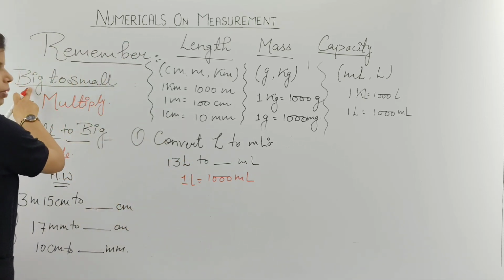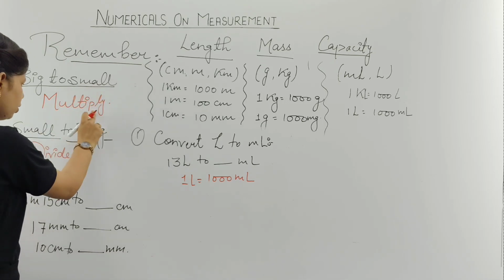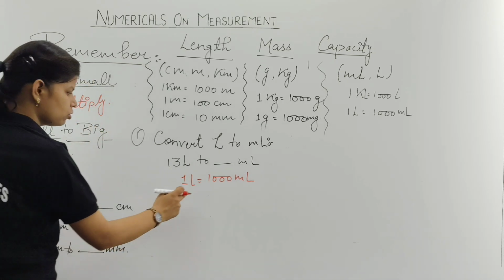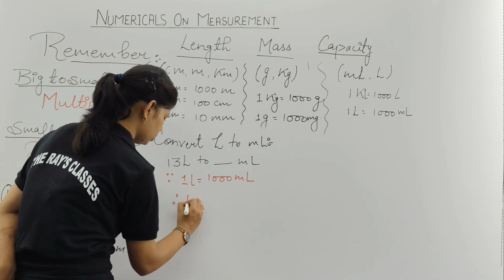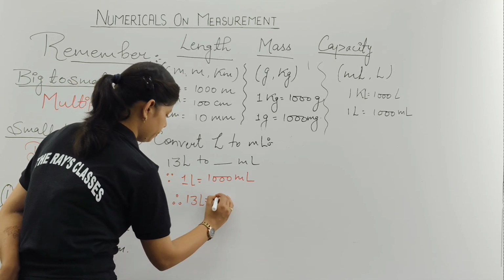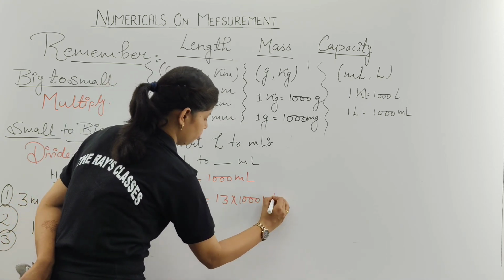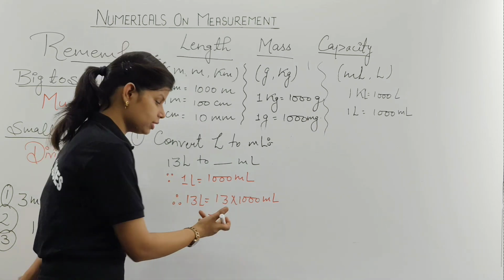Liter is your bigger unit. Milliliter is your smaller unit. The operation we are going to use is multiply. Clear? So, therefore, since 1 liter equals 1000 milliliter, 13 liter equal to 13 multiplied by 1000 milliliter. 13 multiplied by 1000. You don't have to give, 13 ones are 13.